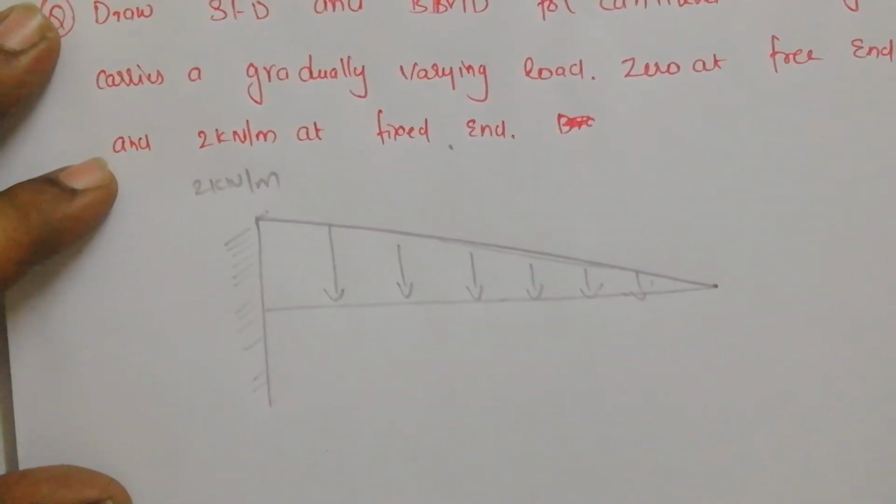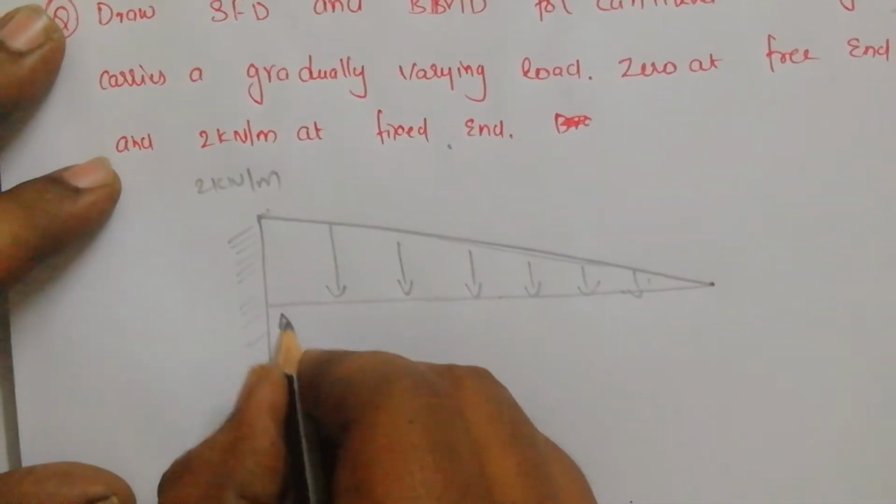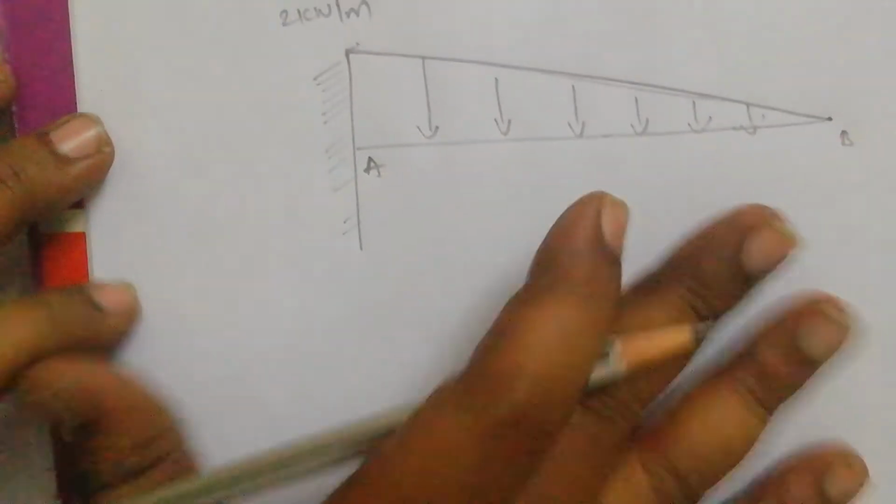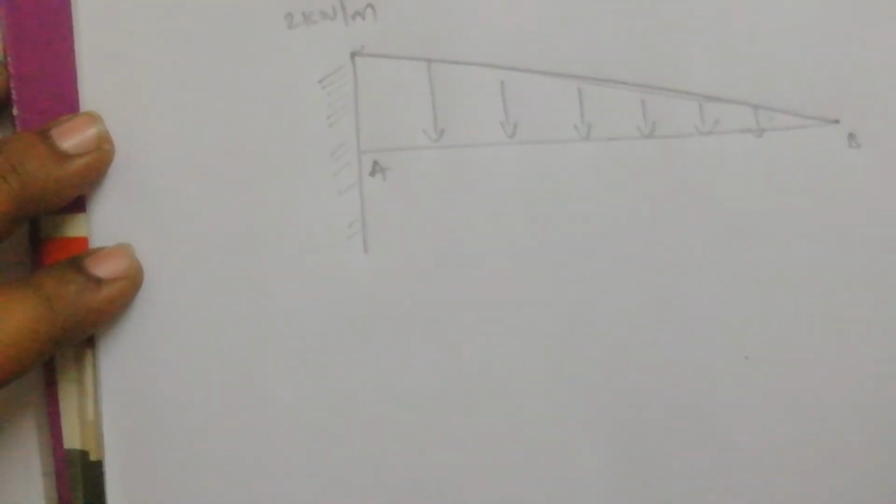Let us start giving the names. This is point A, this is my point B. We will keep this diagram as it is, and we will try to draw the shear force and bending moment diagram on this. I will try to solve the calculation part.